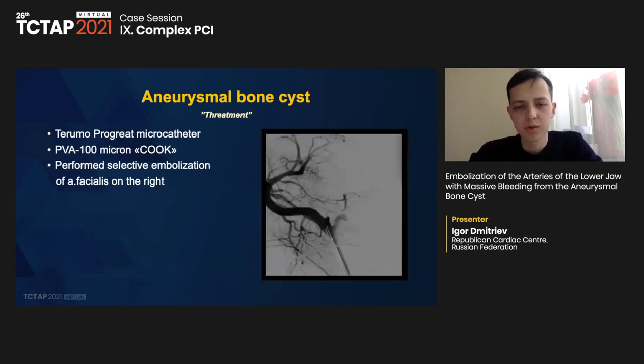Treatment was performed via transfemoral access with local anesthesia with a 6 French catheter, using the Terumo Progreat microcatheter and embolization material PVA 100 micron. We performed selective embolization of the right arteria facialis.